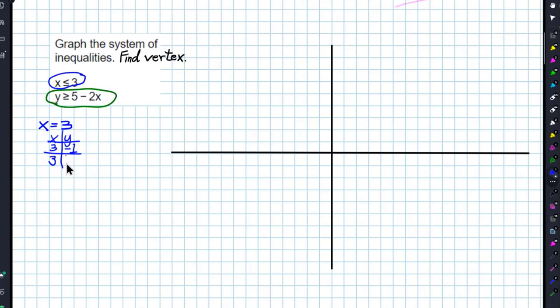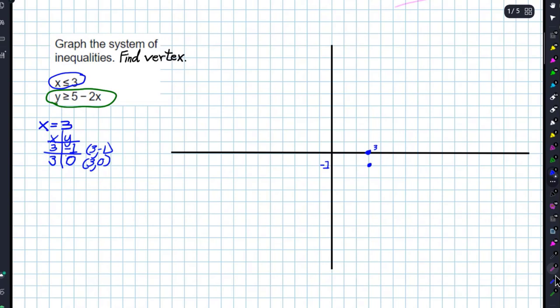And 0. Okay, so those are my two points: 3, negative 1, and 3, 0. So I'll plot the points. Start at the center. 1, 2, 3. There's x. Negative 1 is y. So here's 3, here's negative 1. And 3, 0 is just right here on the x-axis. So there we go. We've got one line right on top of another.